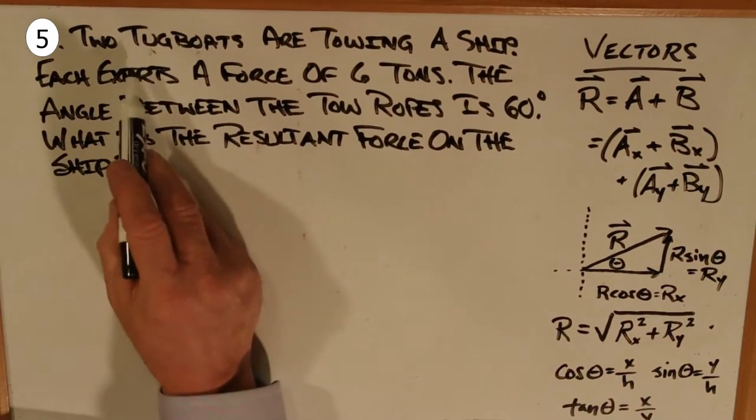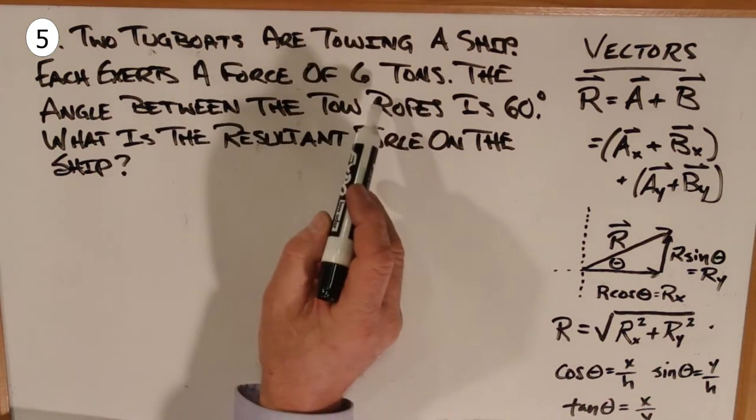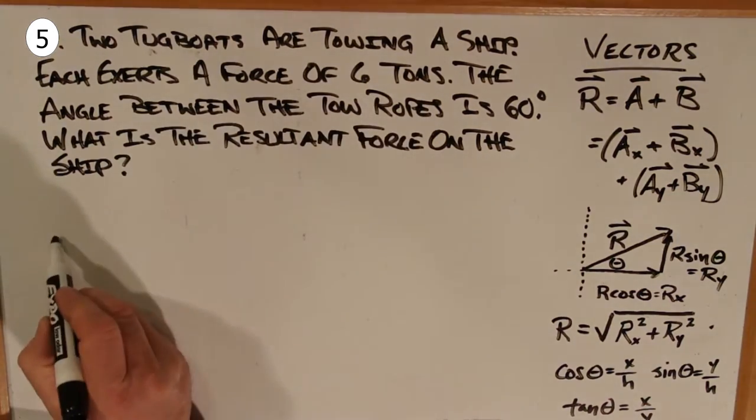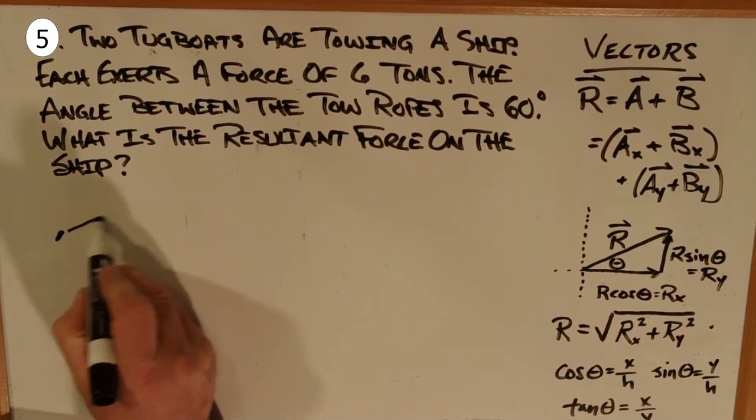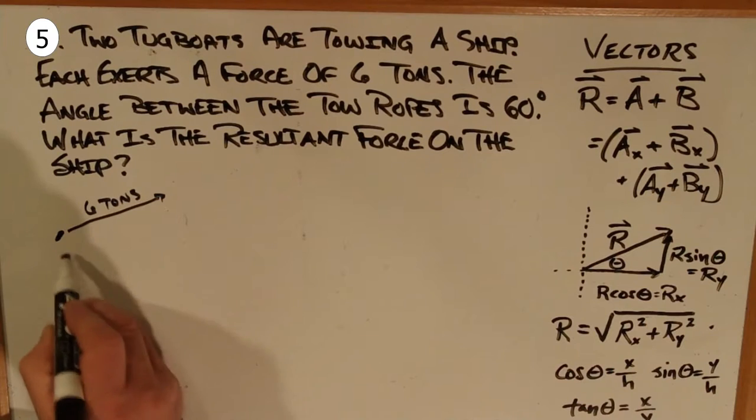Last problem, a little bit bigger than the other ones. Two tugboats towing a ship. Each exerts a force of 6 tons. The angle between the two tow ropes is 60 degrees. We're asked to find the resultant force on the ship.